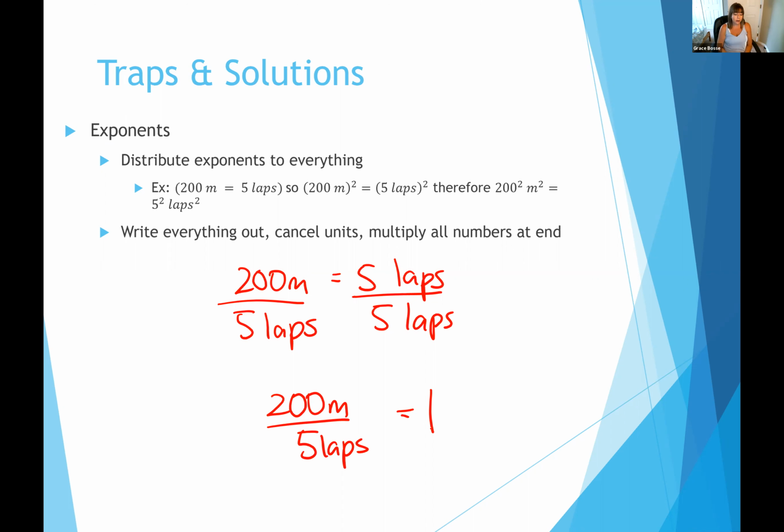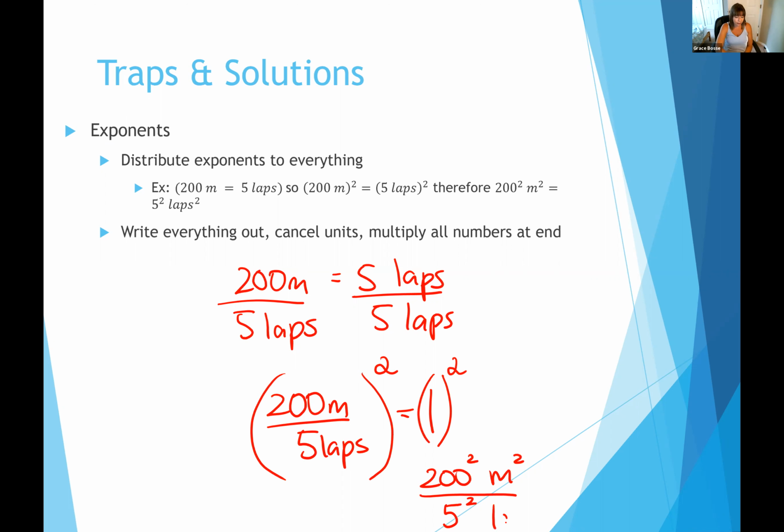Maybe I want to figure out area and I'm converting units of meters squared to laps squared. The conversion still holds true, but I need to make sure that I square everything. So 200 squared meters squared, divided by 5 squared laps squared, is equal to the number 1 squared, which is of course equal to the number 1. So just be really careful that when you need to square a conversion rate, you square everything.